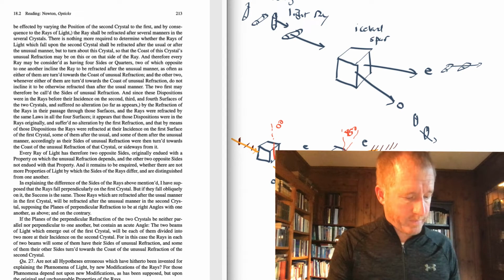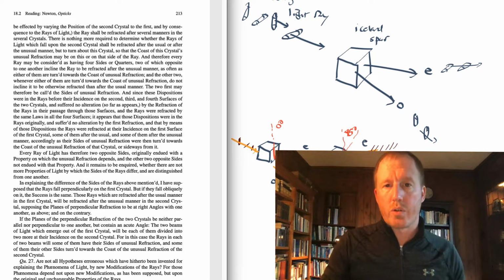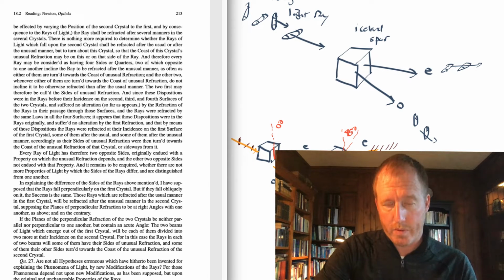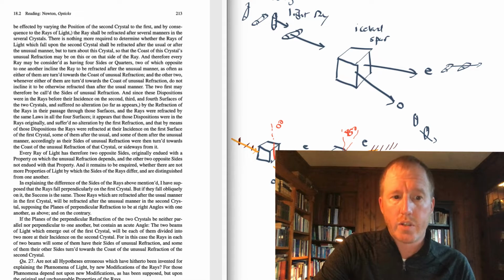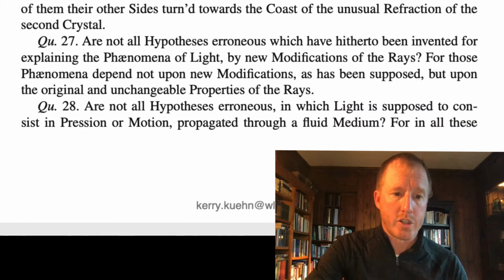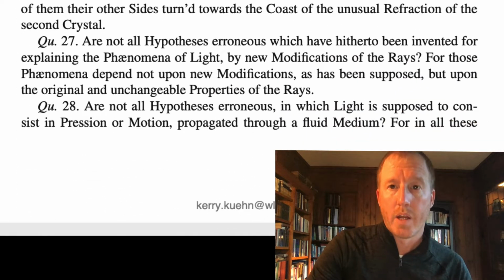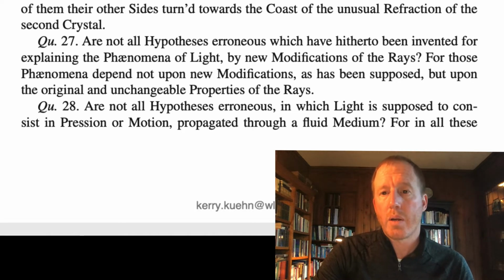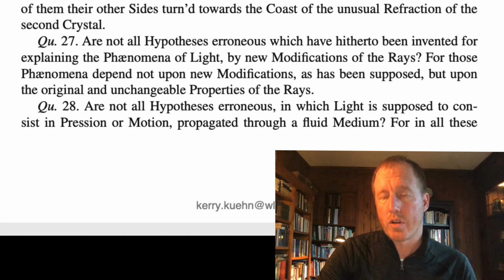Okay. Now, what does Newton do from here on out? Well, what he's going to do is offer a criticism of Huygens' theory of light. This is in query number 28 at the bottom of page 213. He's going to criticize Huygens' wave theory of light, and then he's going to embark on quite a bit of speculation about the nature of light.